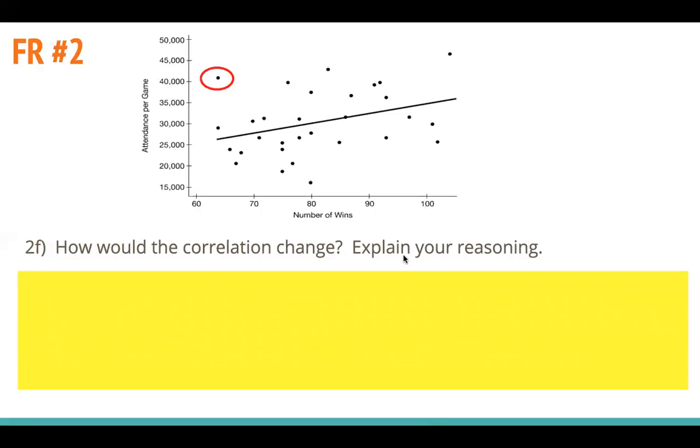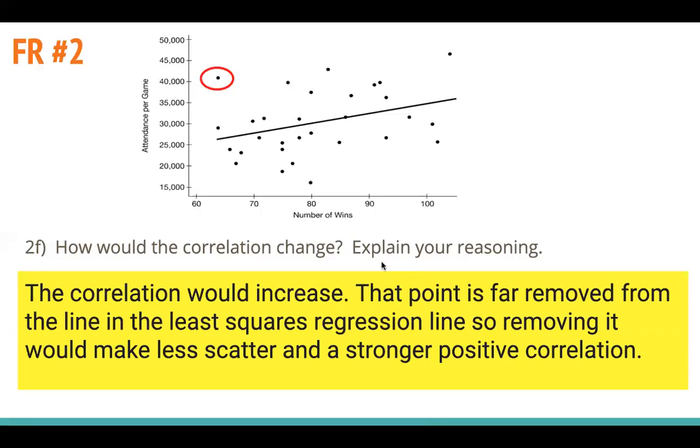How would the correlation coefficient change? The correlation would increase. That point is far removed from the least squares regression line in the y direction. So removing it would make less scatter and a stronger positive correlation.